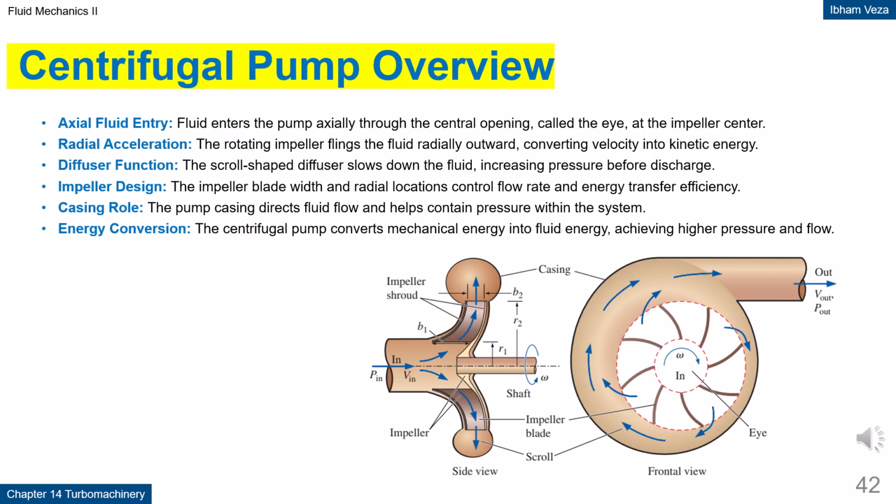Centrifugal pump overview. The fluid enters axially through the eye at the center of the impeller. The rotating impeller throws the fluid radially outward, increasing its kinetic energy. The diffuser, or scroll-shaped casing, slows the flow and converts velocity energy into pressure. The impeller geometry strongly determines the flow rate and energy transfer efficiency. Overall, the shaft mechanical energy is converted into fluid energy in the form of head.